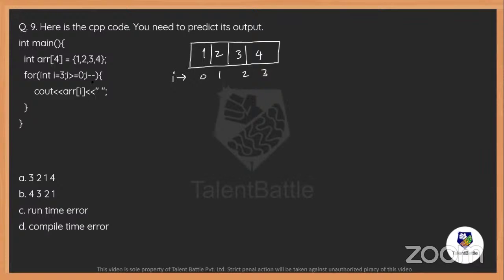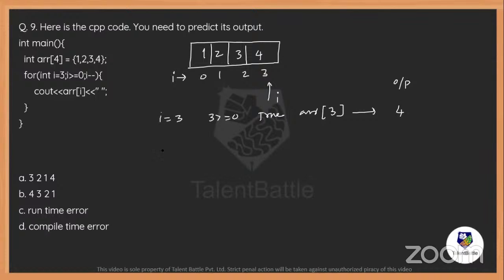In the for loop iterations, i will start from 3, meaning my i is pointing here at 3, and which is greater than 0. So when i is equal to 3, and 3 is greater than or equal to 0, they have checked. So yes, the condition is true. You have to print the array of i. Array of i means array of 3. So what will be the output? The element which is present at the third index, that is 4. So 4 will be printed.